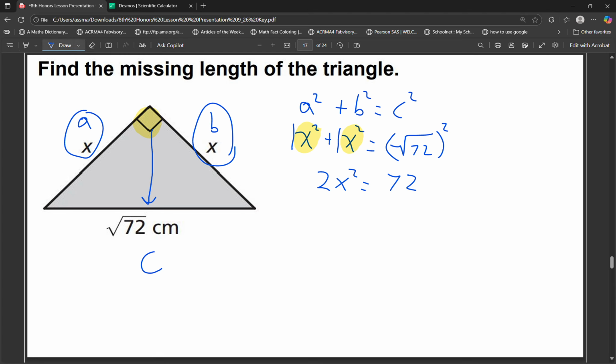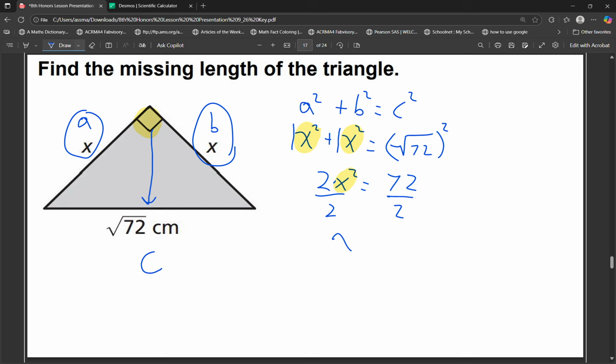Okay, and just like in chapter 1, your goal is to always leave the variable section by itself. So notice that the 2 there, it's multiplying. When they're stuck together, they're multiplying with each other. So you have to do the inverse. The opposite of multiplication is division. So I go ahead and divide on both sides by 2.